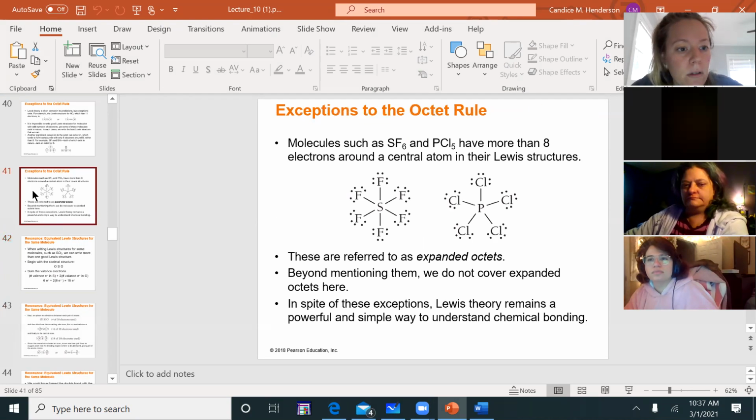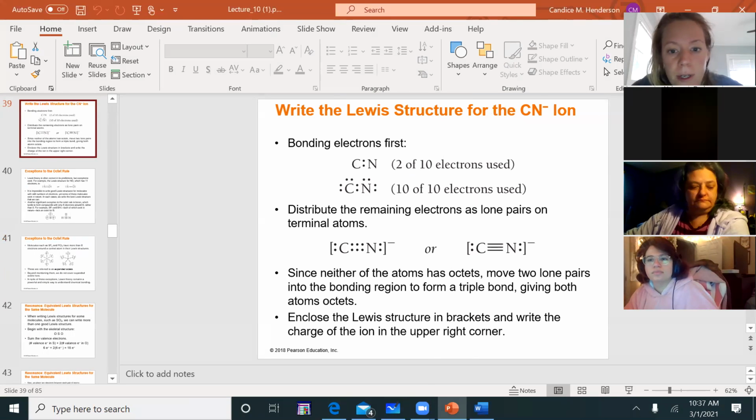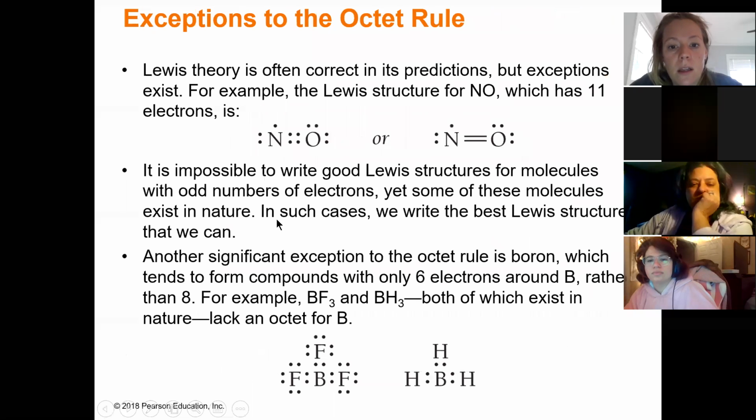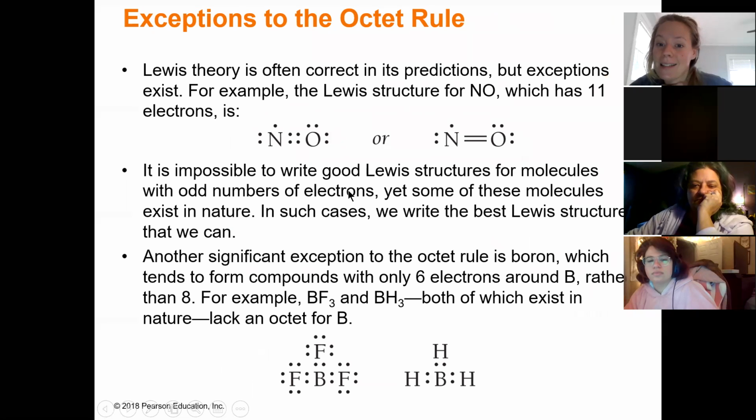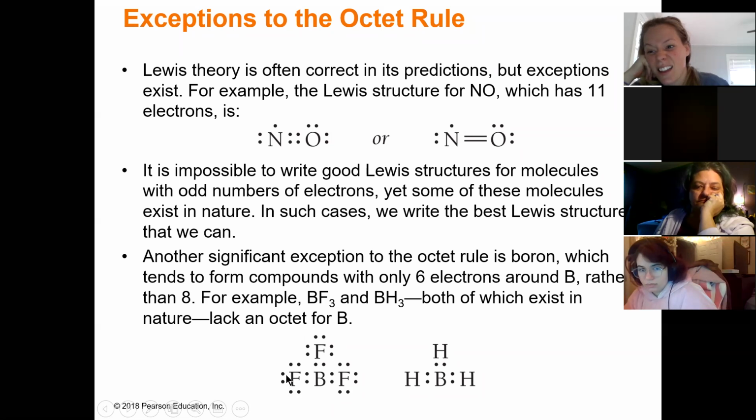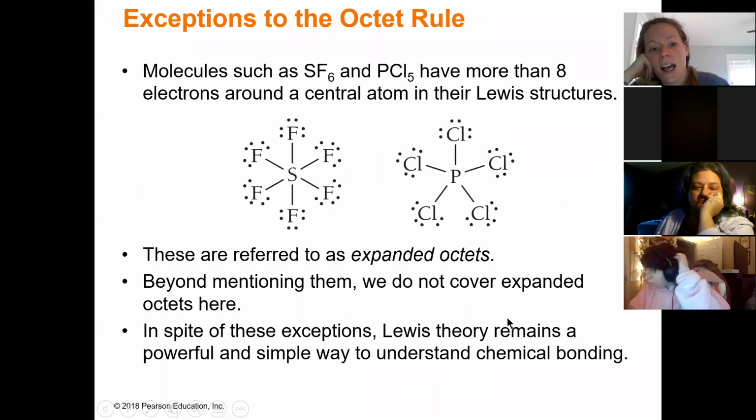Oh, one thing I want to talk about too, before we do SO3, is there are exceptions to the octet rule. So some things will take less. Nitrogen is sometimes okay with an odd number of electrons. Boron is happy sometimes with just 6 electrons instead of 8. And sulfur and phosphorus can have expanded octets. So sometimes they can have anywhere between 10 and 12 electrons. So we call them expanded octets.